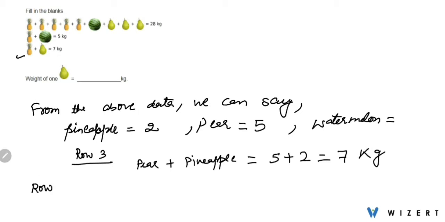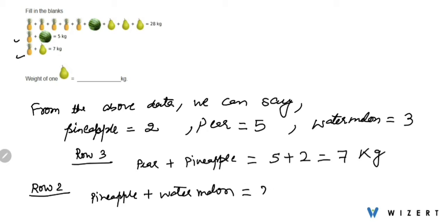Let's verify the other row also, whether it is correct or not. In the second row we can see there is a pineapple and a watermelon, and the sum is equal to 5. Pineapple we have assumed 2, so watermelon must be equal to 3, because only 3 plus 2 will equal 5. So pineapple is 2, watermelon is 3. So 2 plus 3 will give 5, and 5 kg is the given weight.